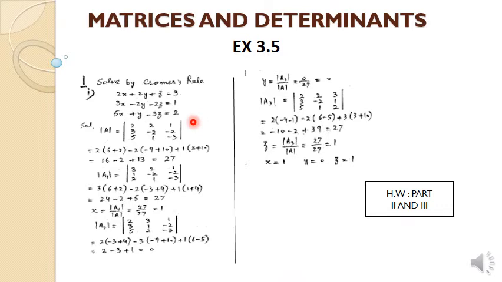Student, today in exercise 3.5, question number 1, we discuss Cramer's rule. So student, it is a non-homogeneous linear system. First, we have to find the determinant of the coefficient matrix. So we write the coefficient matrix which is on the left hand side.